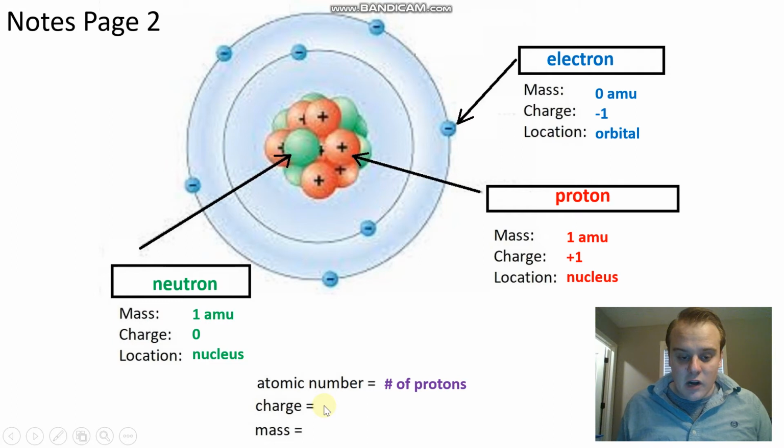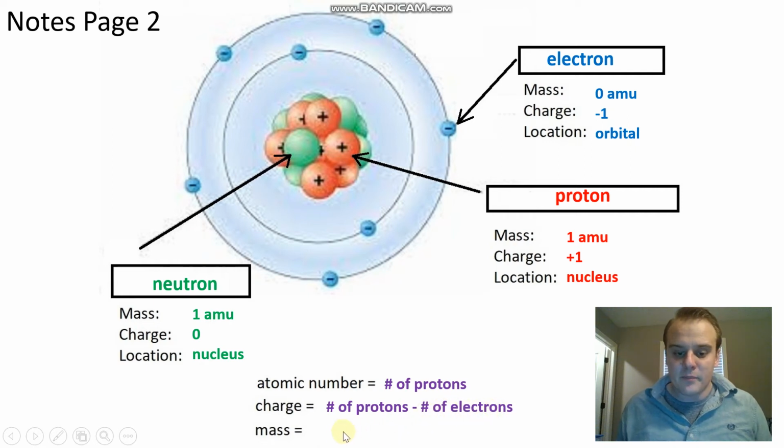Okay, next up is the charge. The charge is the number of protons minus the number of electrons. And the reason why we do that is because protons have a positive charge and electrons have a negative charge. Right? So if we take all the protons, all the positive charges, and subtract all the electrons, all the negative charges, number of protons minus number of electrons will give us the charge of the atom.